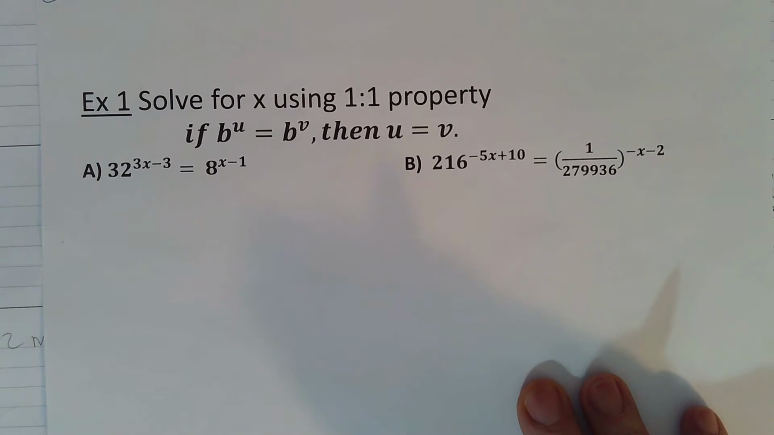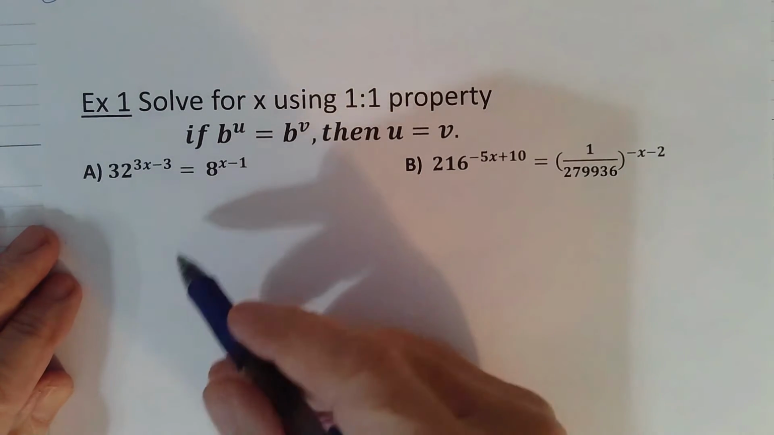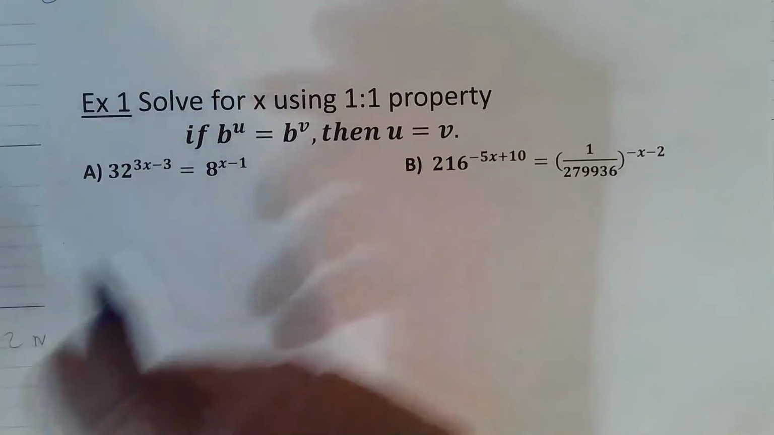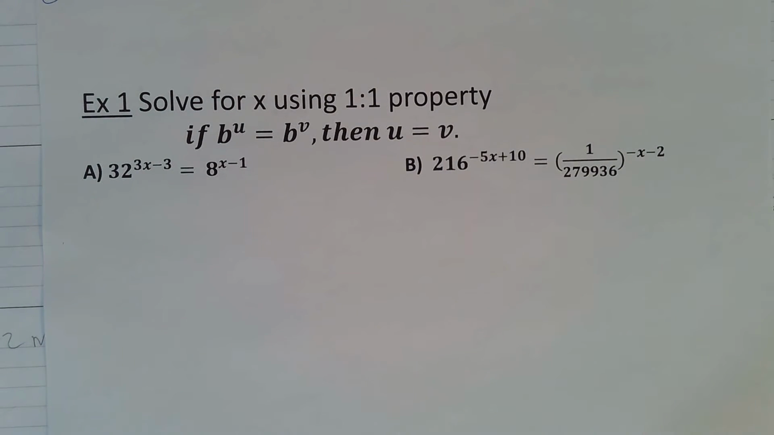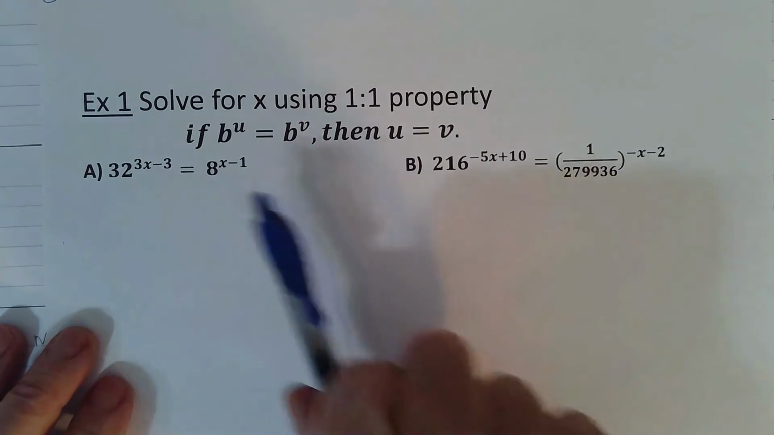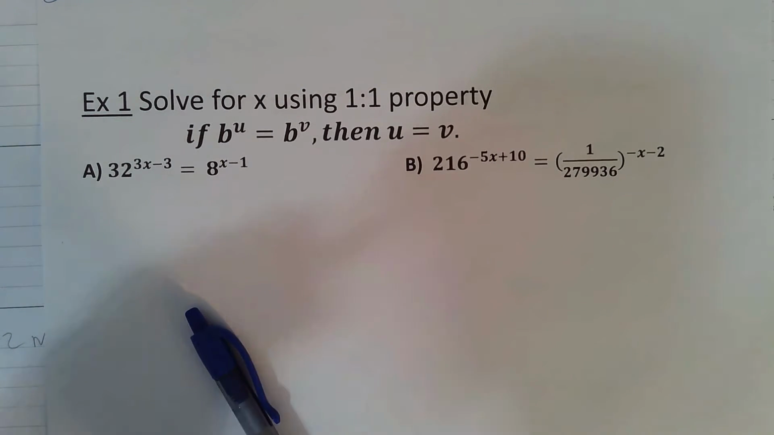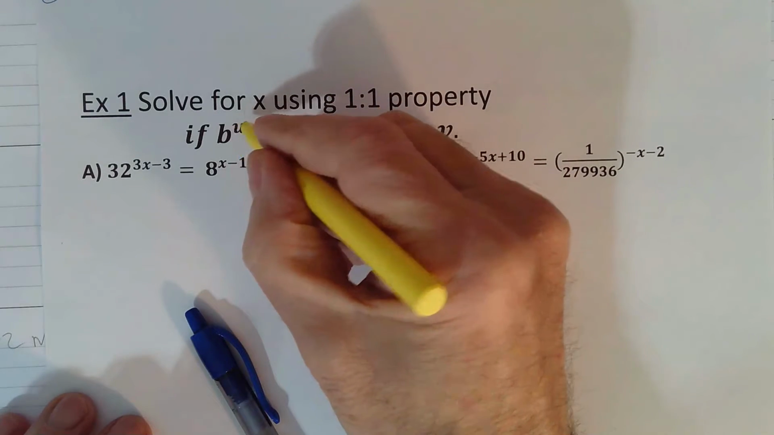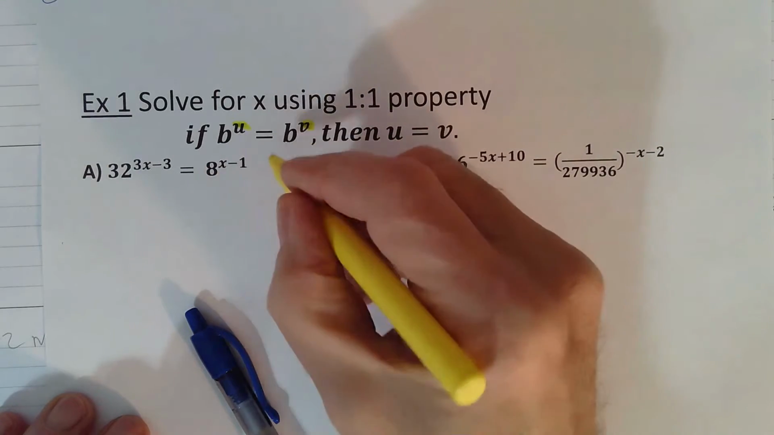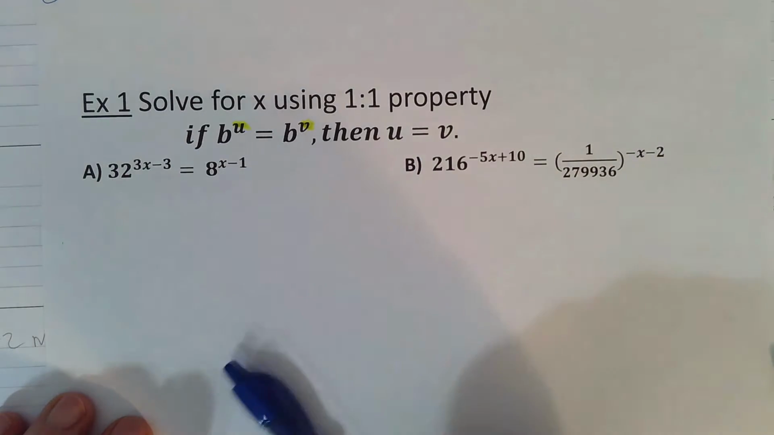All right. So we did the first problem here, but we're going to go through it again. That is, if you did the live lesson with me. So let's just go through this and see what we come up with. All right, so you see the problem here, and again, we're using the one-to-one property. So what I want to point out here at the top is if you've got b to the u, and that equals b to the v, so there's the same base, and so then u equals v.